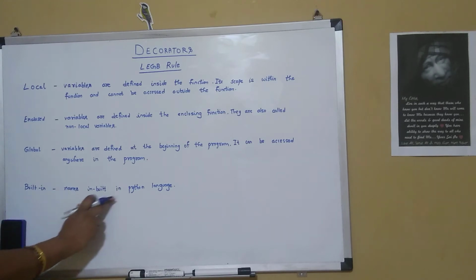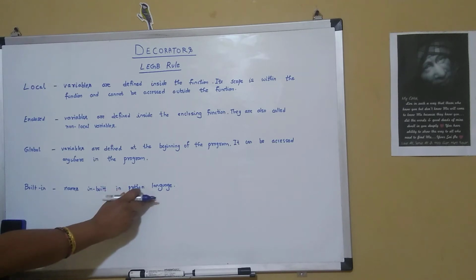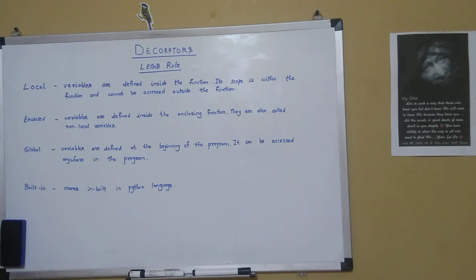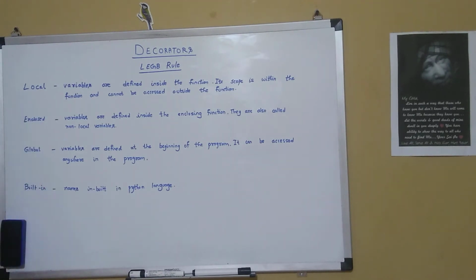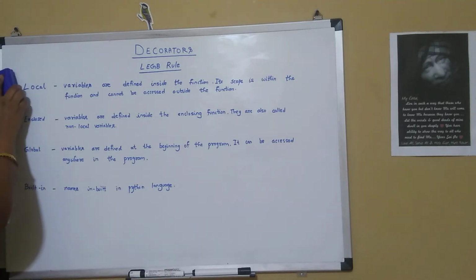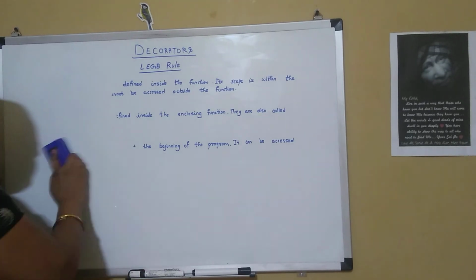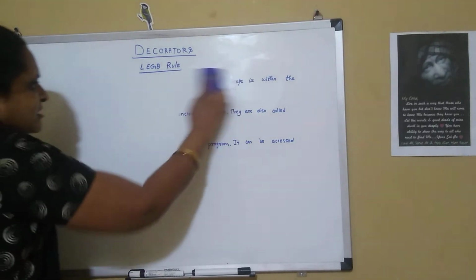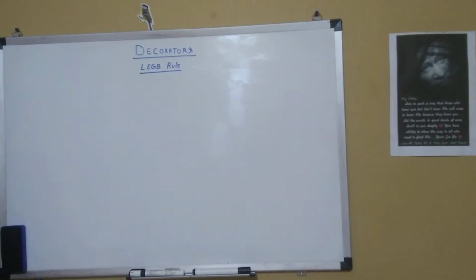Built-in. These are the names built in, like built-in functions and built-in methods. We have built-in variables, names that are built into the Python programming language. So friends, hope it is clear for you: the local, the enclosed, the global and the built-in variable names. And now with an example, let's see how we can look into the LEGB rule.